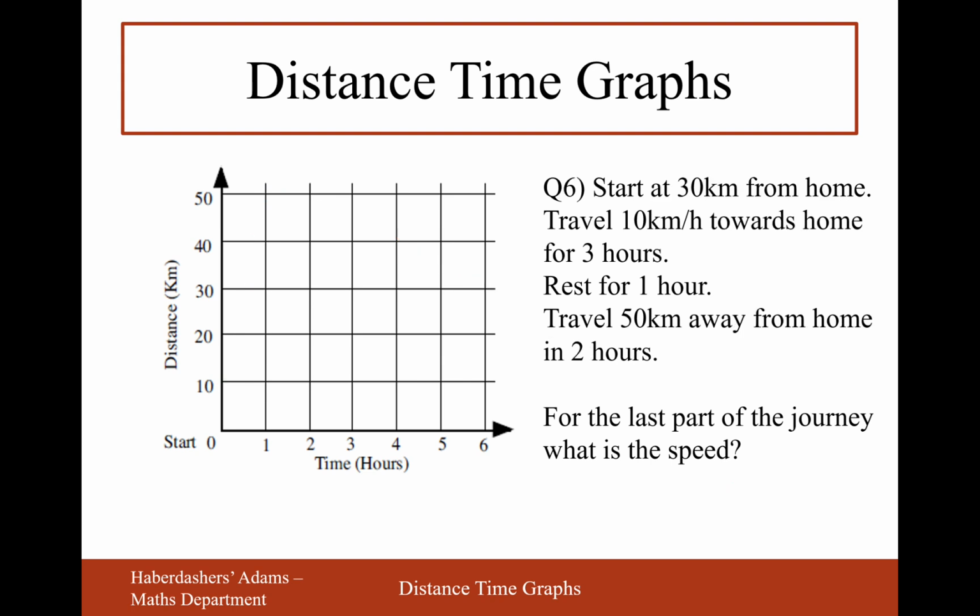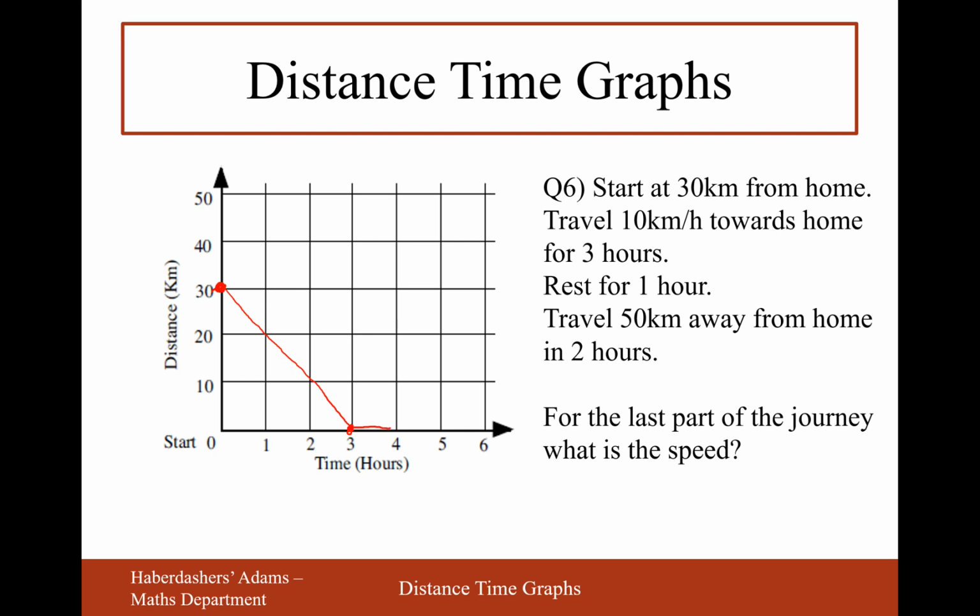Let's move on to the final one of this little section here. Pause the video and give this question a go. Okay, so in this question we've got to start 30 kilometers from home, and then we've got to travel 10 kilometers per hour towards home for 3 hours. So that would be 1, 2, 3. So each hour we've travelled 10 kilometers back towards home.